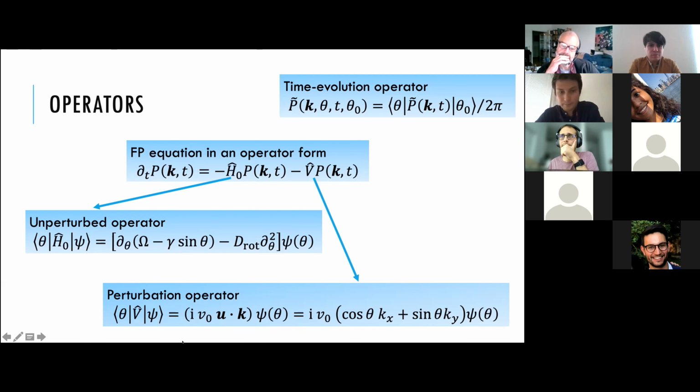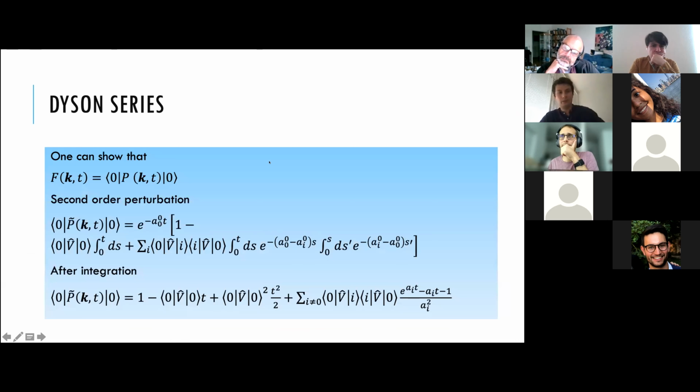Yes, so we call it the perturbation operator, and it has this kx and ky, so it contains both x and y components of all the quantities that we will look at further. So to get it as we have it, we can write the solution. One can show that the intermediate scattering function is such an element of our distribution function, or this operator. And then we write the second order perturbation, and we can integrate it.